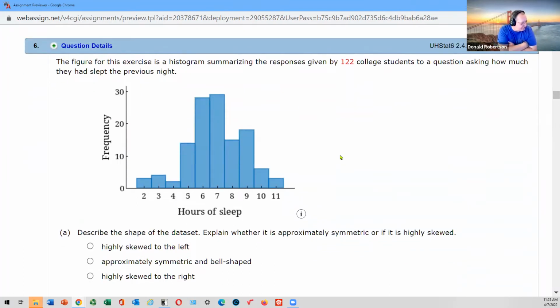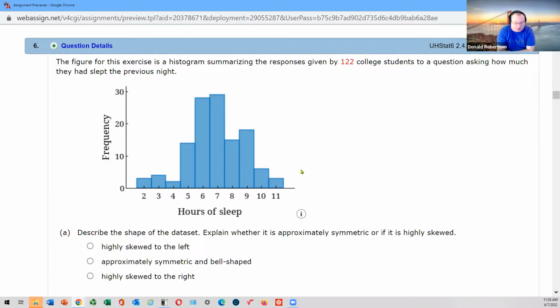Here's your choices. Oh, they gave you a new name. I should have put that in on my list. I'll do it now. Here is your histogram of data. This is the number of hours slept by 122 college students. So they were asked last night, how many hours did you sleep? And this is the answers that we got.